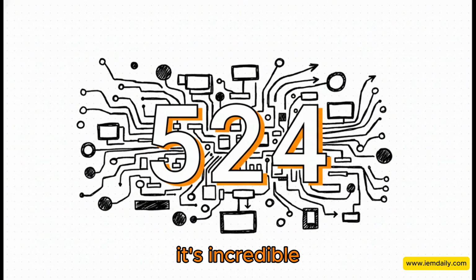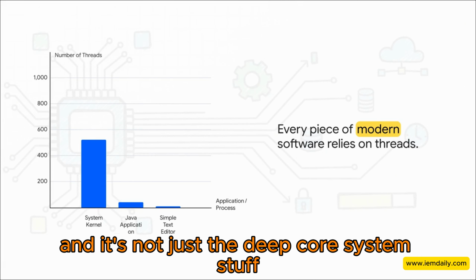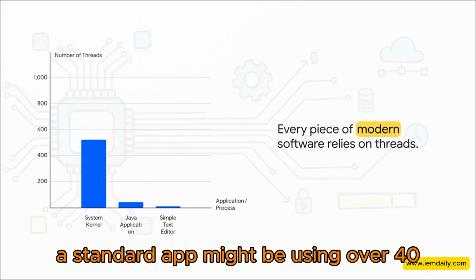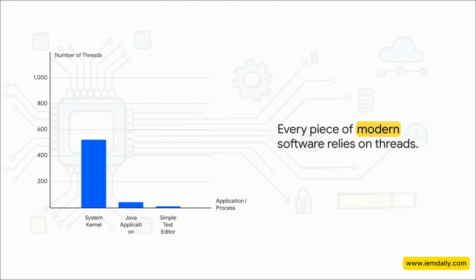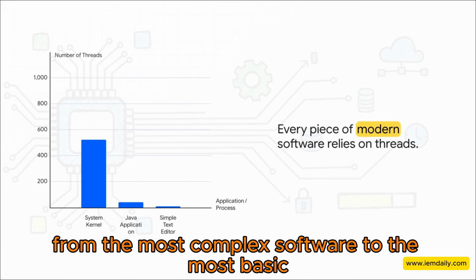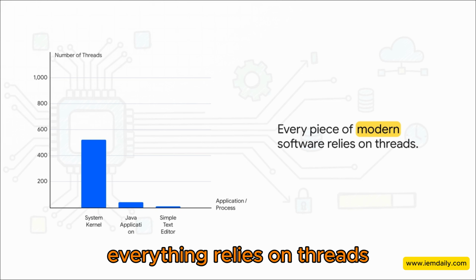It's incredible. And it's not just the deep core system stuff. As you can see here, while the system kernel might be juggling hundreds of threads, a standard app might be using over 40. Even a simple text editor is probably using around 10. From the most complex software to the most basic, everything relies on threads.